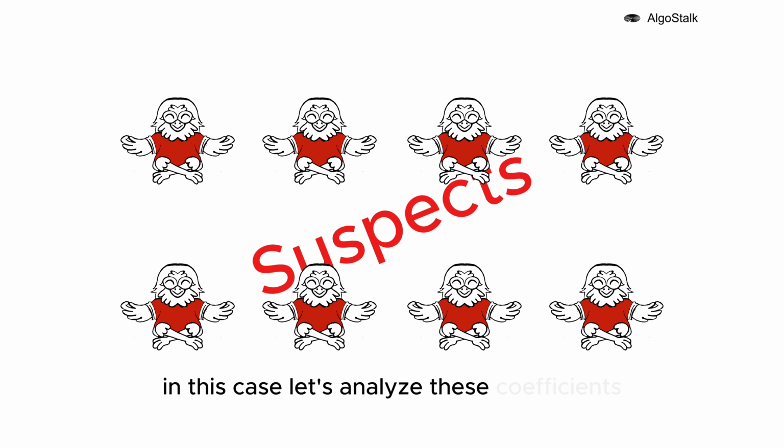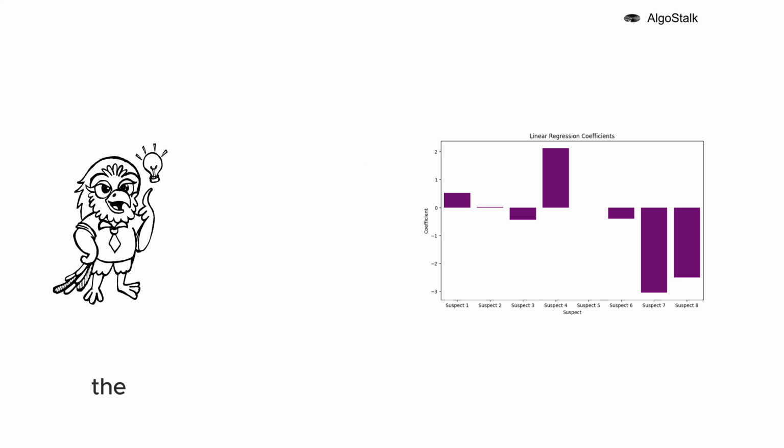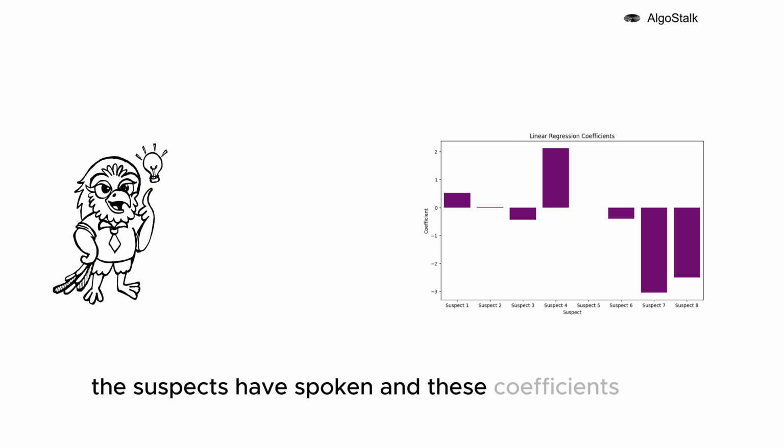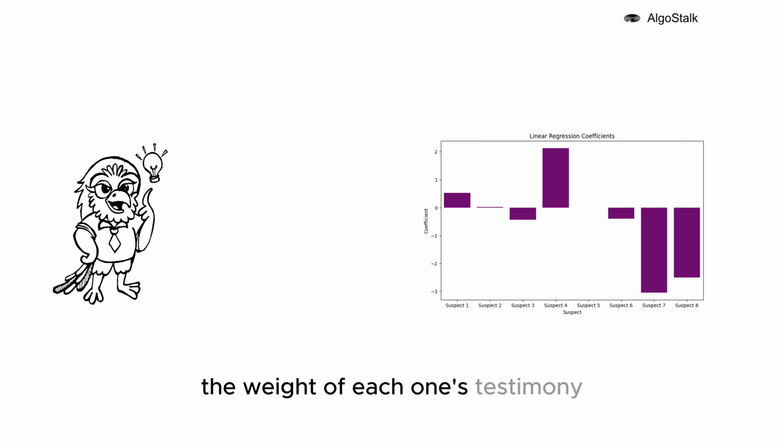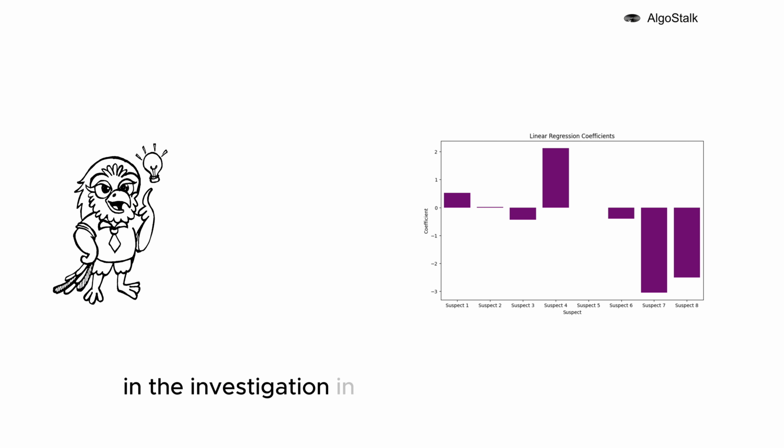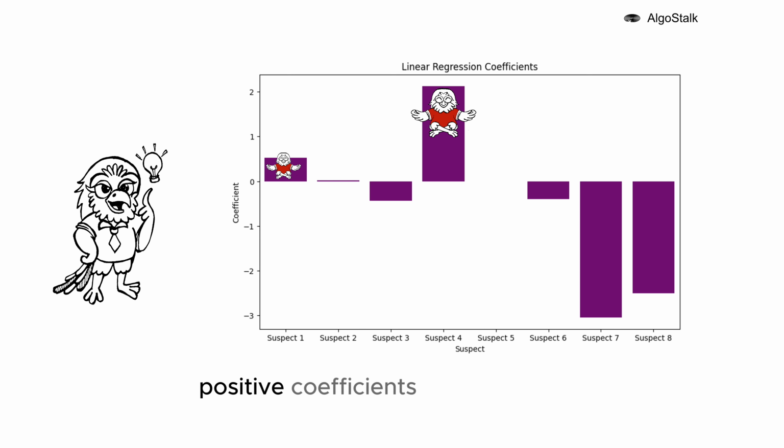Let's analyze these coefficients to identify the key players in our investigation and understand their roles in the story we're unraveling. The suspects have spoken, and these coefficients reveal the weight of each one's testimony in the investigation. In this linear regression model, the coefficients represent the influence of each feature on our final prediction. Positive coefficients: these suspects are pushing the case in a certain direction, influencing the outcome positively. The larger the coefficient, the stronger their influence.